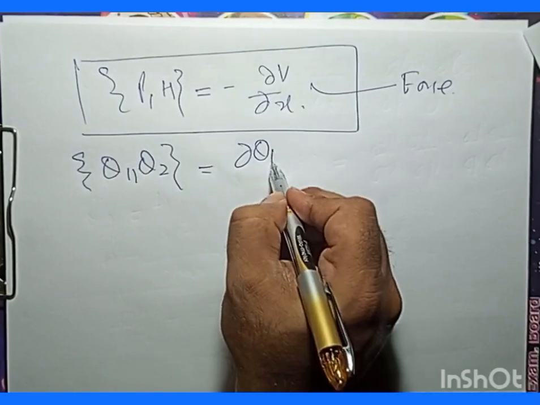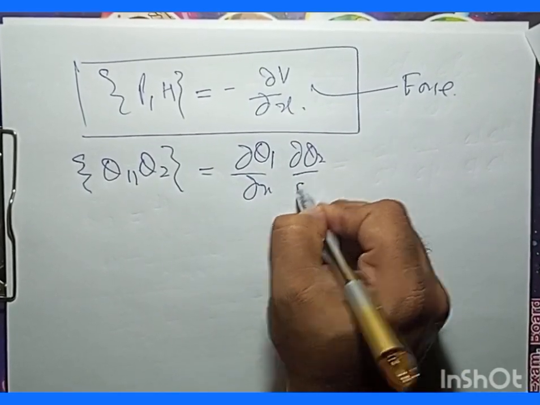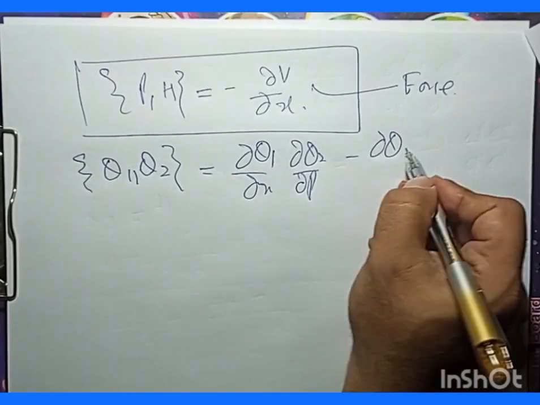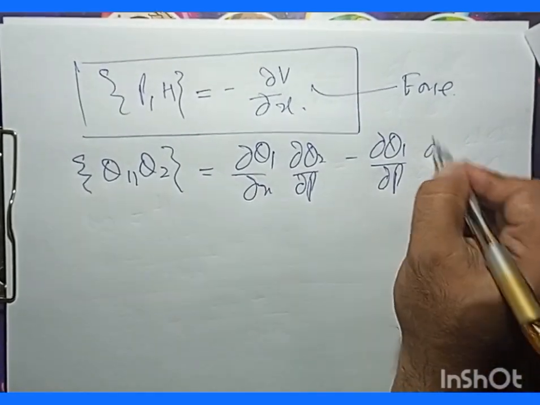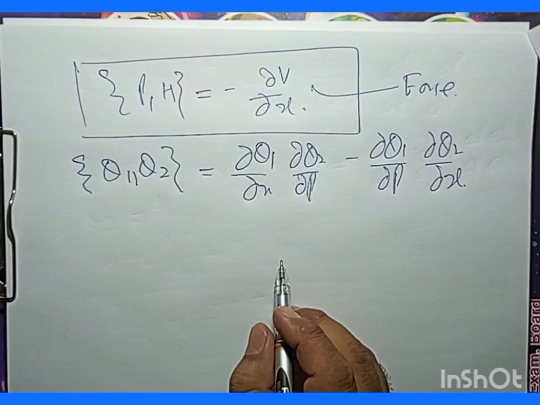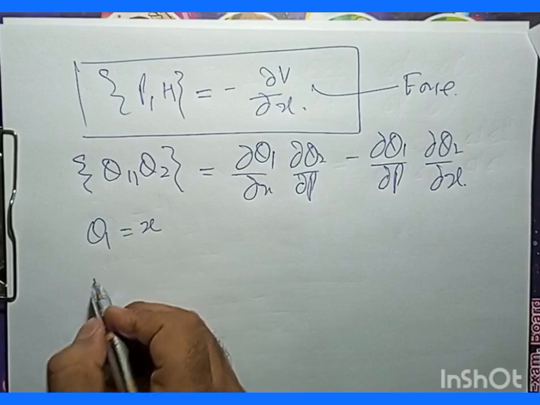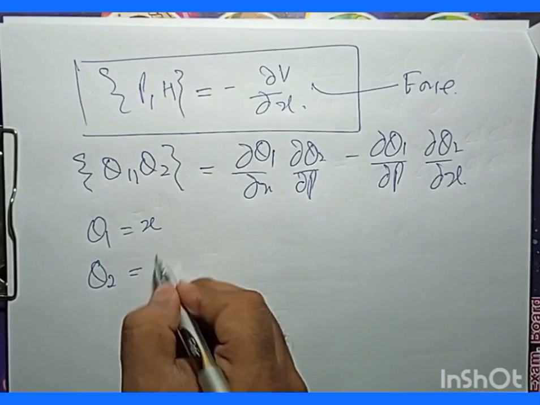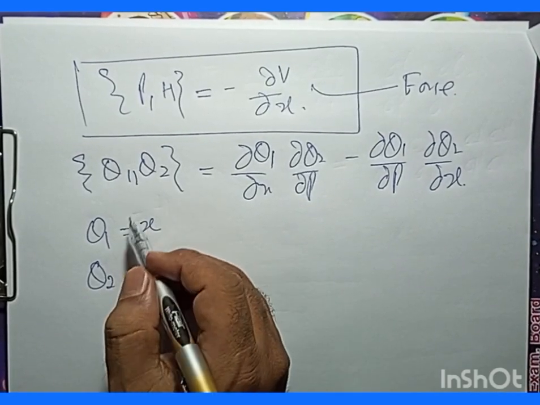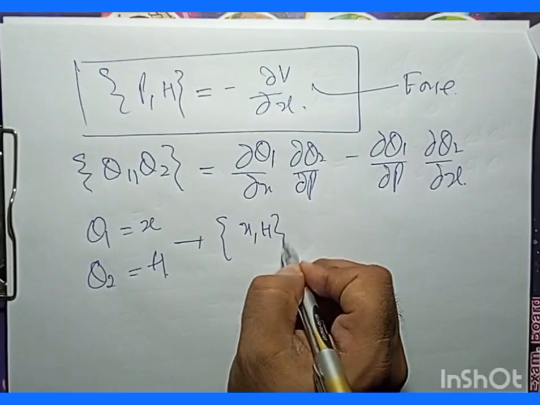This is ∂Q1/∂x and ∂Q2/∂p, then minus ∂Q1/∂p and ∂Q2/∂x. Now, in this case, let me choose Q1 as the position of the particle, and for Q2 I'll choose the Hamiltonian of the system. So what will be the Poisson bracket of x and H?